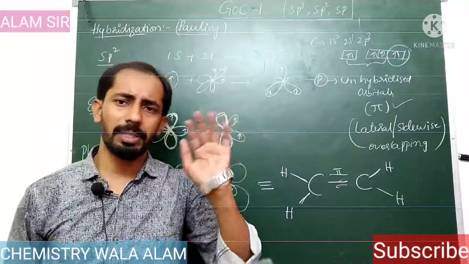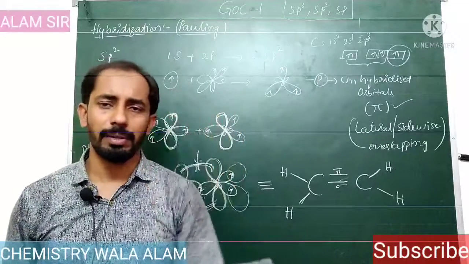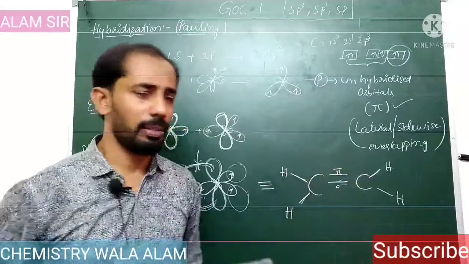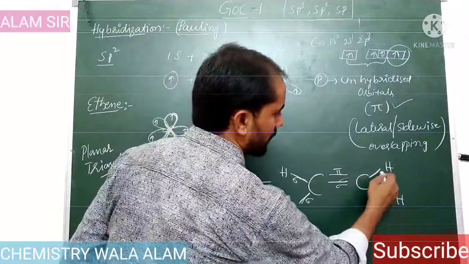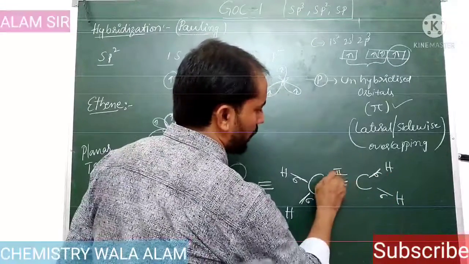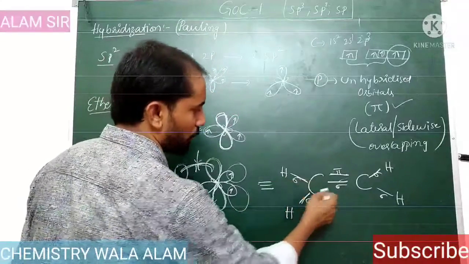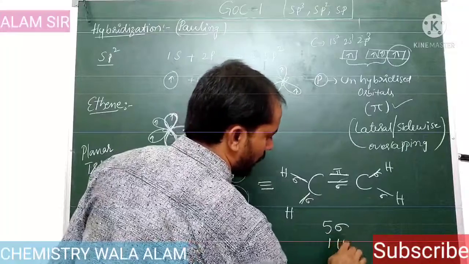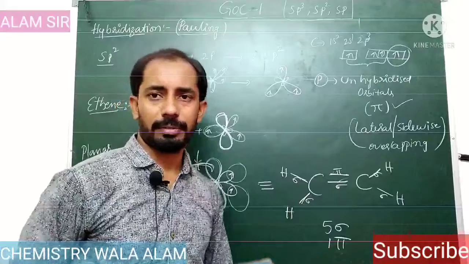Now, how many bonds? It may be single bond, double bond, triple bond, but the number of sigma bonds between any two atoms will be only one. So these are single bond sigma, single bond sigma, single bond sigma, single bond sigma. Here in the double bond, one is sigma and the second one is pi. So totally sigma bonds are 1, 2, 3, 4, 5. Ethene contains 5 sigma and 1 pi bonds.